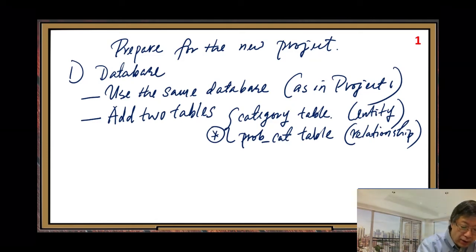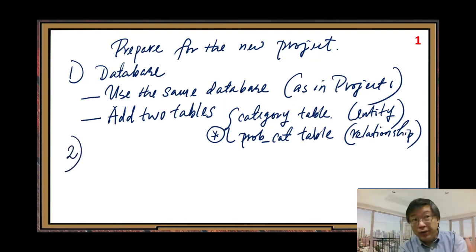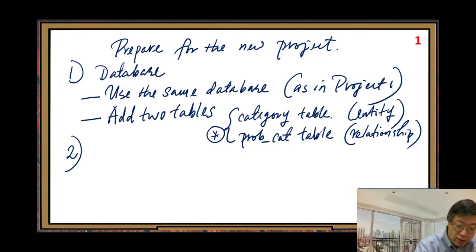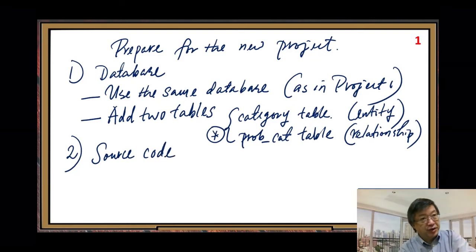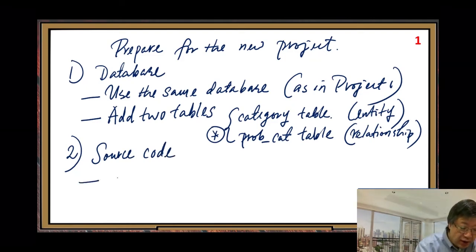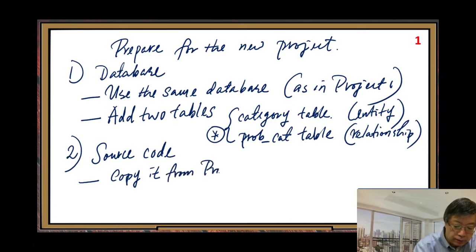The second part, the source code. When we do preparation, we need to copy source code from project 1. So let me talk about that part first. Second, source code. When we do the source code, basically we copy from project 1.